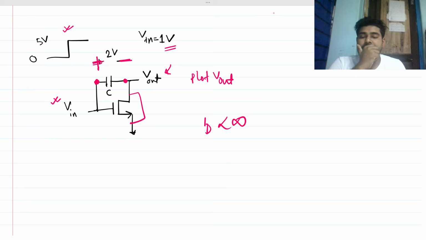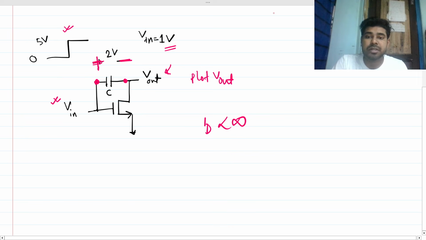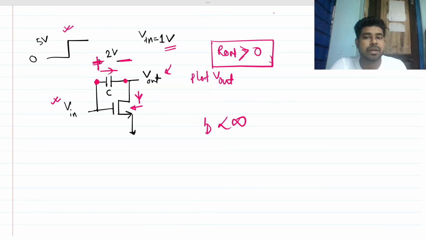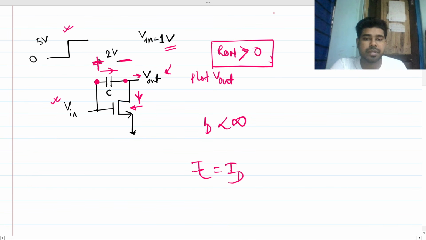So now what do you think? What will be the current? It is purely infinite if it is ideal. But there is a finite R1. When the MOS is on in the triode region, it has a finite resistance greater than 0, so there will not be such an impulsive current through the cap and through the MOS as well. There is no other path, so the capacitor current will be the same as the MOS current, because there is no current through the gate. We are assuming that.